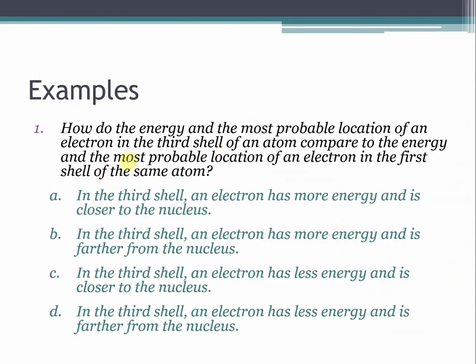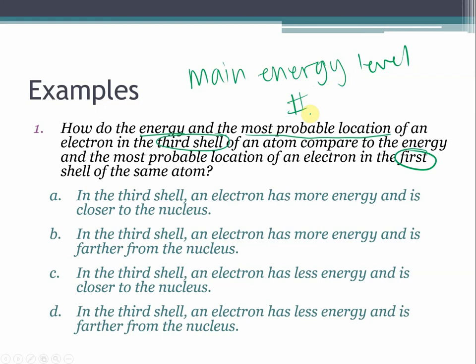All right, question number 1 says, how do the energy and the most probable location of an electron in the third shell of an atom compare to the energy and the most probable location of an electron in the first shell of the same atom? So remember, shell means main energy level. It's talking about that main number.